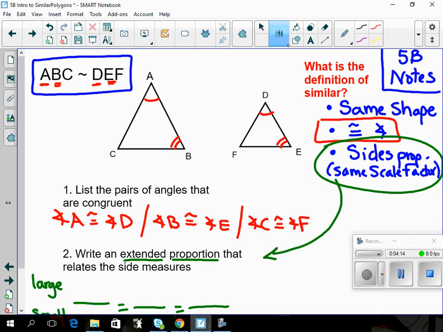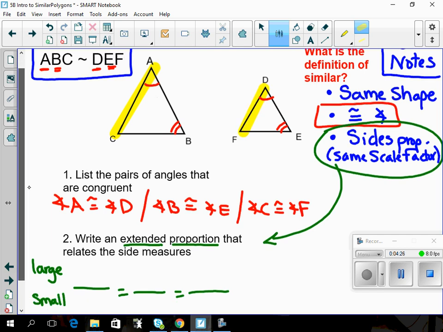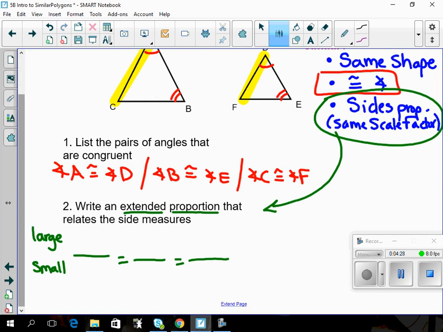But let me tell you what I mean. What does the side AC correspond to in the other triangle? Good. So I'm just going to color code those with the same color. AC and DF. AC is the large one, and DF is the small one. They correspond to each other. Do you agree? Okay, let's keep going.